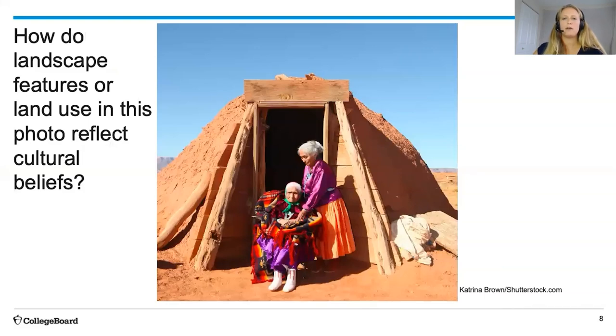What about this one? How do landscape features or land use in this photo reflect cultural identities? So this is a traditional Navajo hogan, which is a traditional space they would live in. And by them building their home from the land, it clearly shows you they value the land and they want to maintain the land. So that tells you a lot about that indigenous community in that area just from this photo.